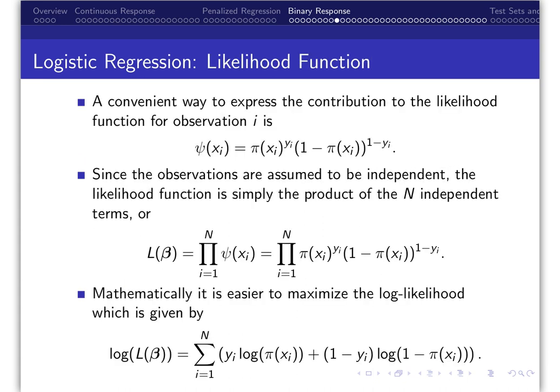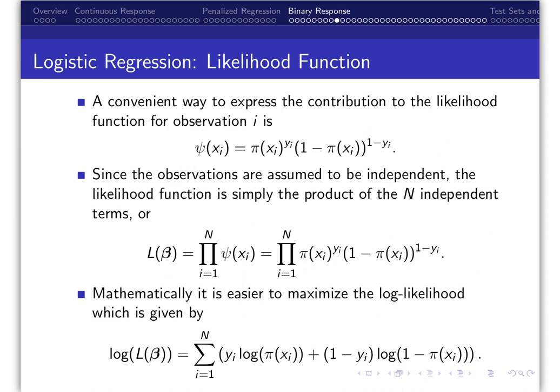We need to write down the probability of observing y given x. A convenient way to express the contribution to the likelihood function for observation i is given by this expression, where if y sub i equals 0, the second part of the equation is observed, while if y sub i equals 1, the first part of the equation is observed. This should look familiar as we saw this expression on a previous slide.